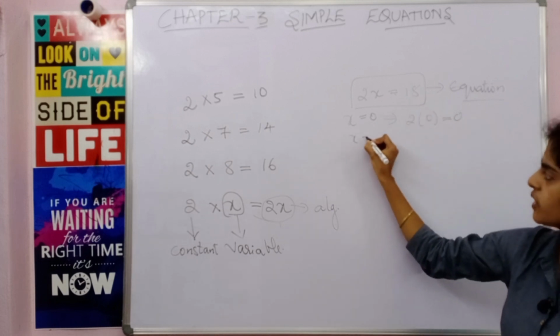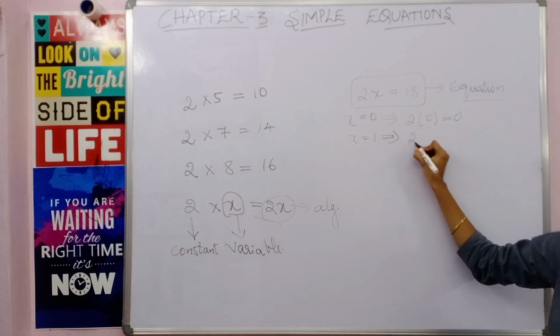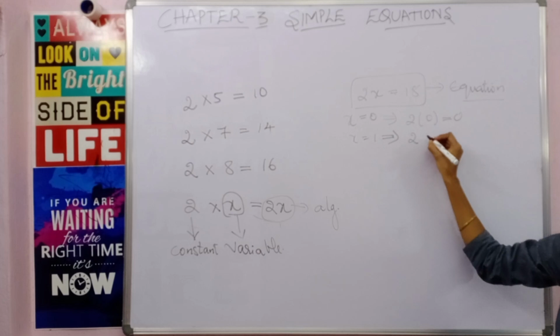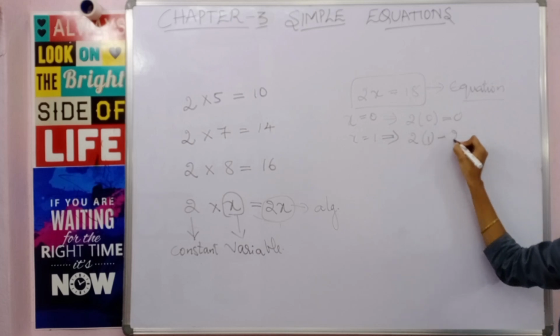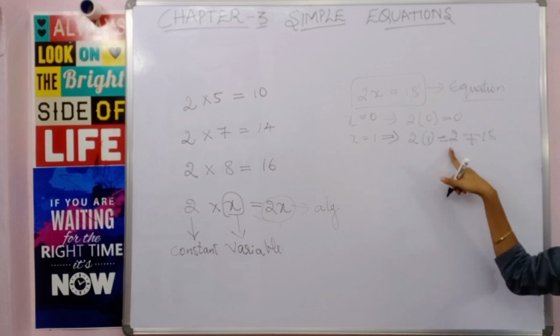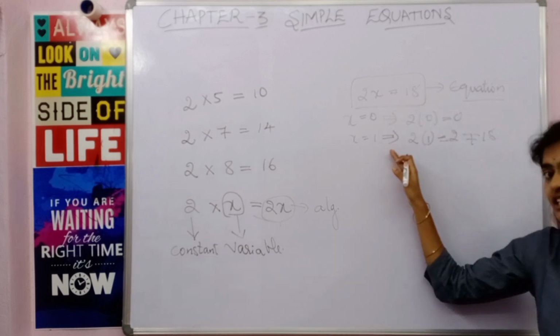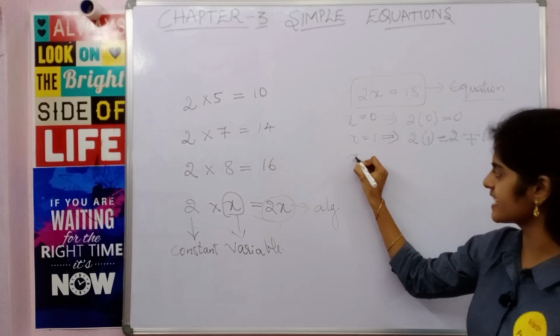When x equal to 1, what happens to the equation? When x is 1, this becomes 2 into, in the place of x you will substitute 1. So this is 2 into 1 is 2, which is not 18. So this is also not a correct value of x. Now let us take x equal to 2.